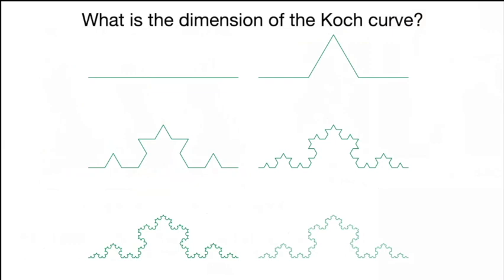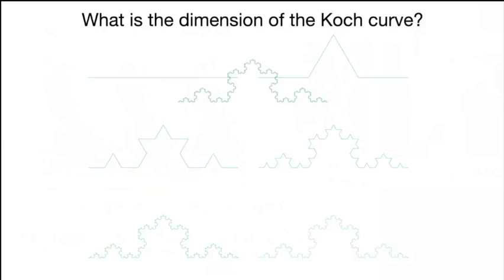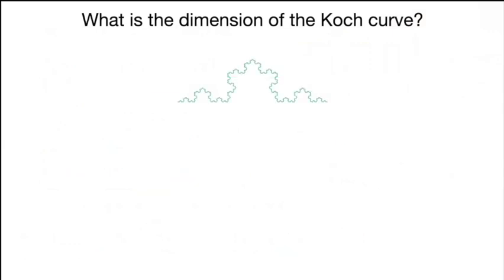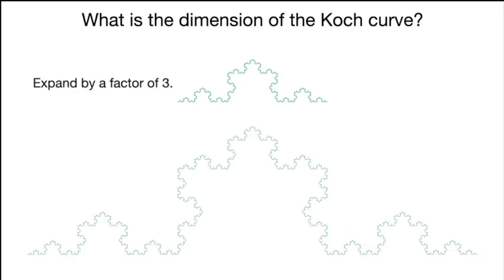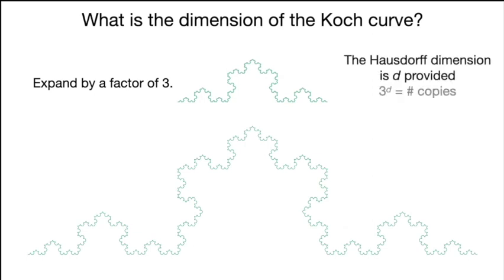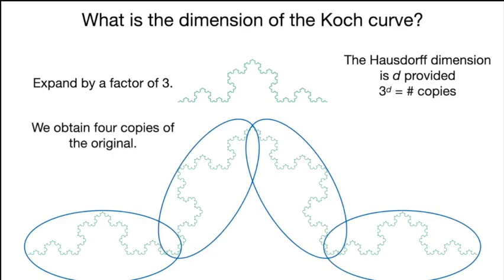So let's try to figure out what the dimension of this curve is using the Hausdorff dimension idea. So we want to expand it by some factor. Let's say we expand it by a factor of three. So that gives us this one. So we explode it by a factor of three. And if you look closely, what you'll see is that there's one copy, there's another, and there's another. So there are four copies of the original curve sitting inside this exploded one.